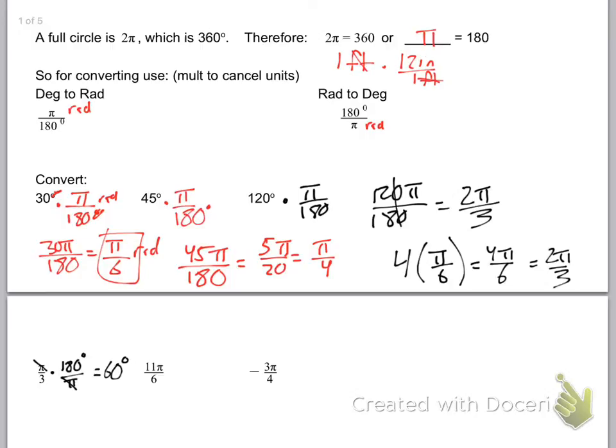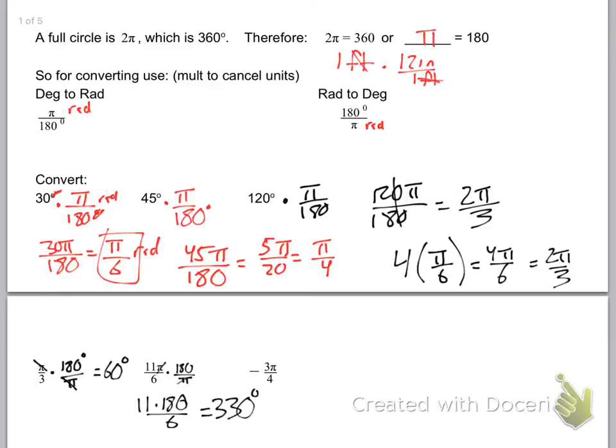11 pi over 6. Multiply it by 180 over pi. What happens to the pi's? Cancel. Now, you could do 11 times 180, and then divide by 6. Or would it be easier to take 180, divide by 6 to get what? 30. And 30 times 11 is? 330. 330 degrees.